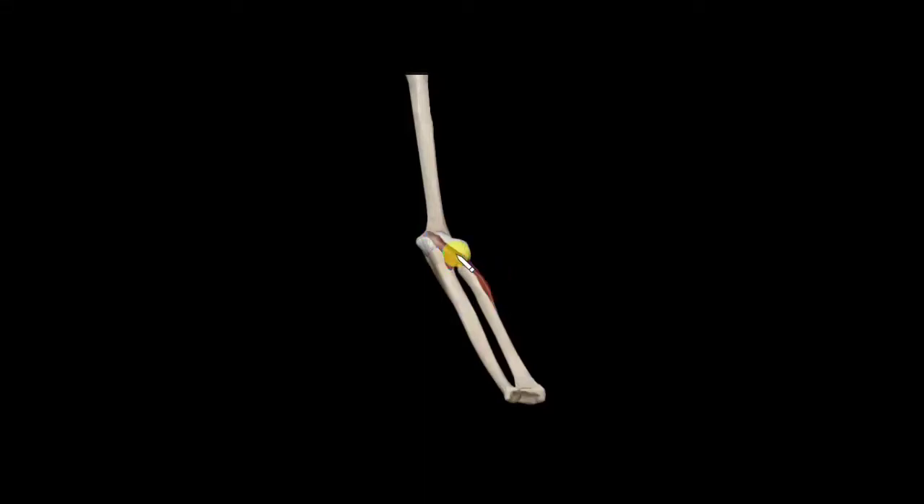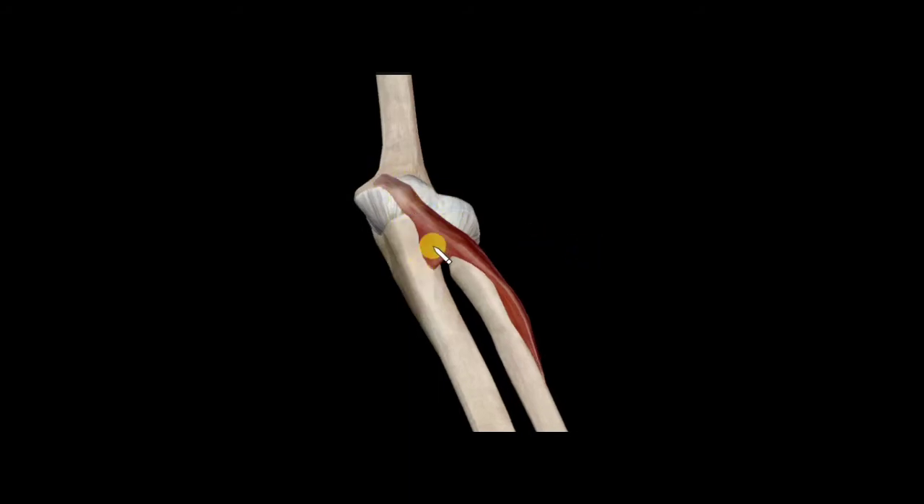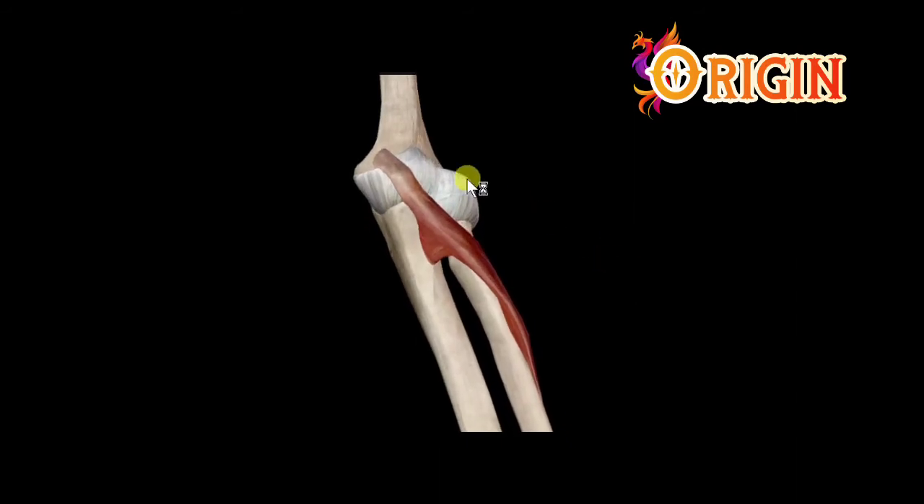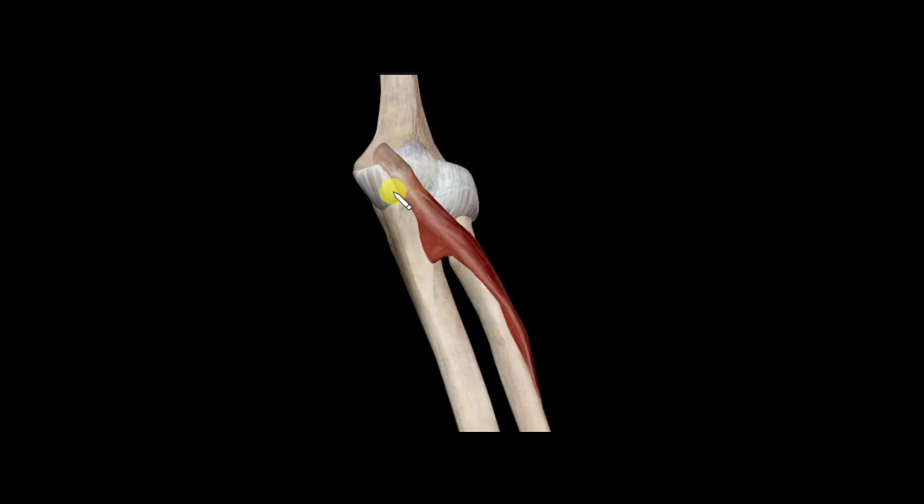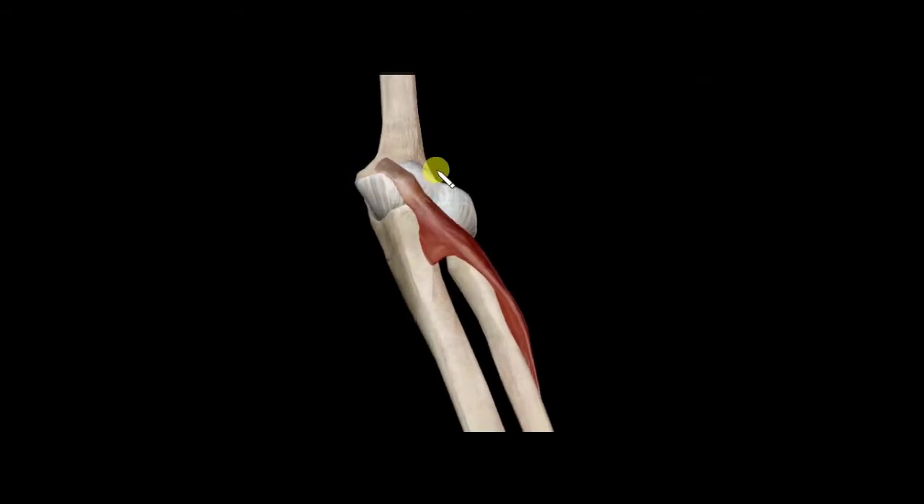Pronator teres. عندنا pronator teres بتتكون من two heads: humeral head and ulnar head. Origin: الhumeral head في lower most part of the medial supracondylar ridge anterior to medial epicondyle. Ulnar head: medial part of coronoid process.